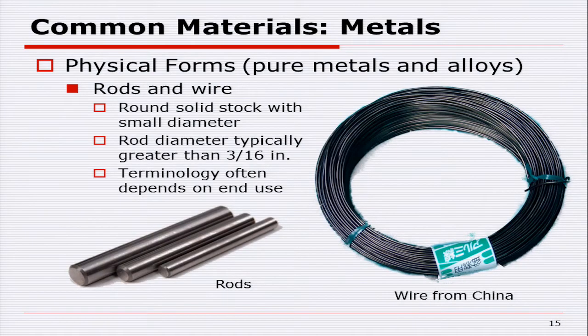We have rods and wire, which are really smaller diameter stuff. When I talked about bar stock, you're talking about some of the larger stuff. As it gets down to size, we'll call it a rod. And when we get down to very thin size, it's a wire. And typically wire will come in very long lengths that can be rolled up, as you see here.